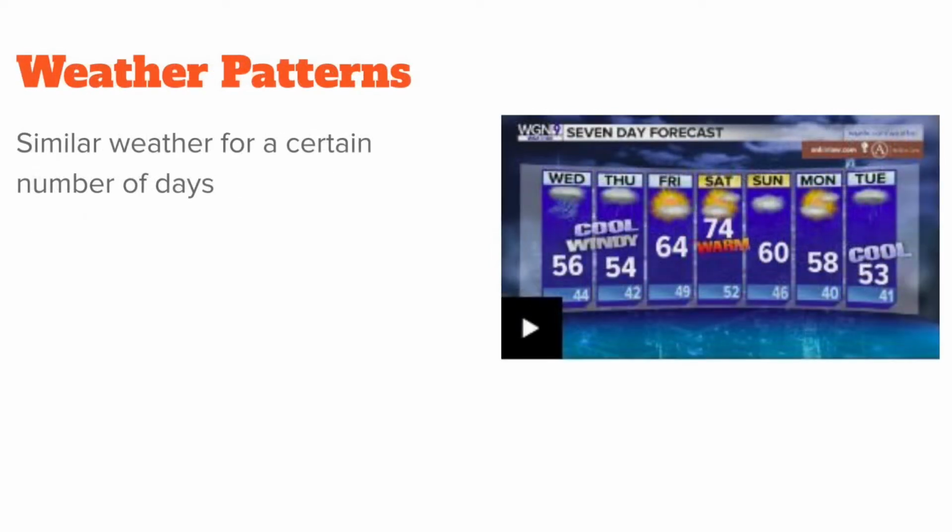Another key vocab term for this scope is weather pattern. A weather pattern is just similar weather for a certain number of days. This is usually based on past data. We could look at this week in May from past years, and we can identify a pattern. We can say this is typically maybe a warm, rainy week, and that would be a pattern. We can use these patterns to help us predict future weather.